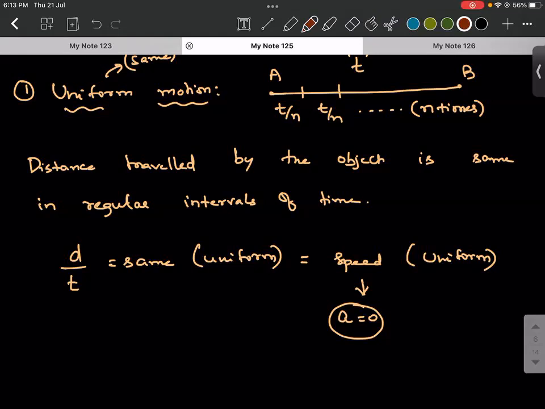So there are two points that I want you to note here. One is, when I say uniform motion, it has a definition saying that the distance covered by the object is same in equal intervals of time. That is the first point. But mathematically, it means that the speed of the object is same and the acceleration of the object is zero. These are the two important points I want you to make a note of. Am I clear?